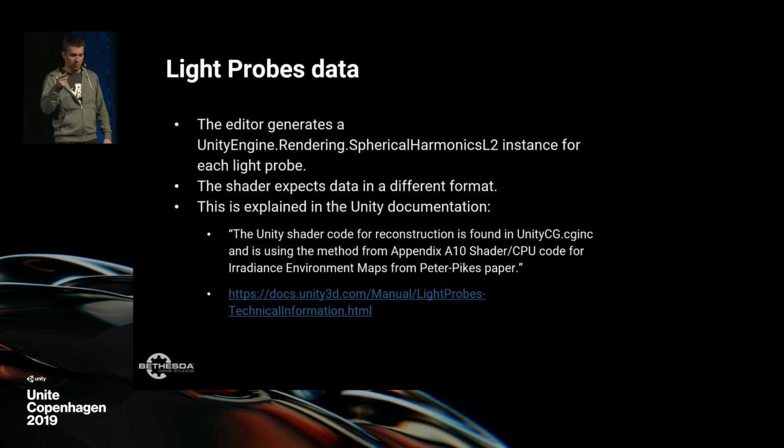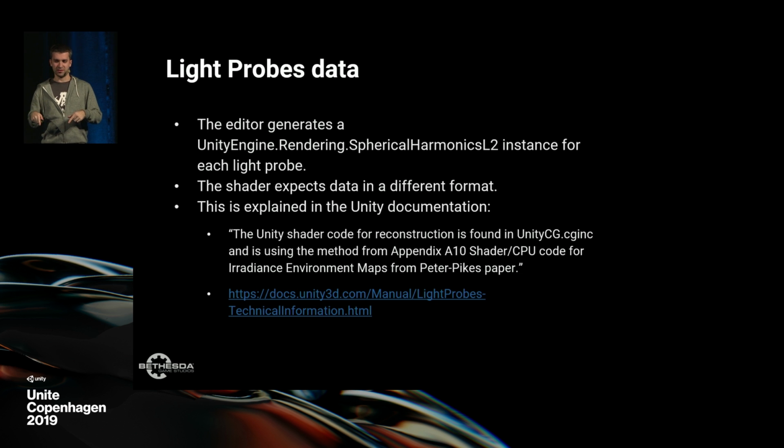A quick problem that we had while trying to do this is Unity's format for when it exports data, when it generates data for every light probe, is that it generates a spherical harmonics L2 object instance for every probe. But the shader expects something different, but it wasn't clear for us what the format was.